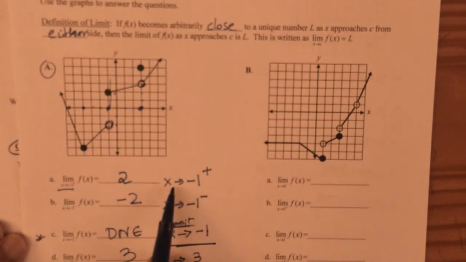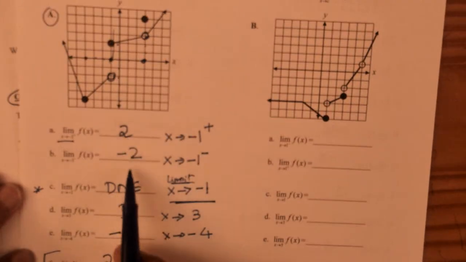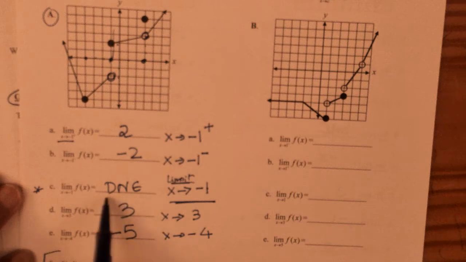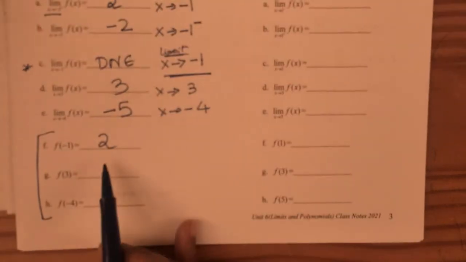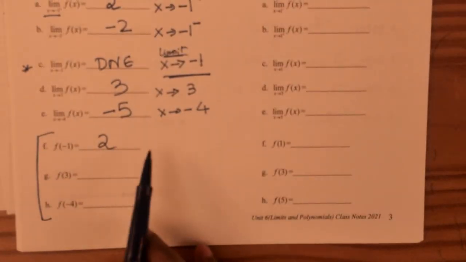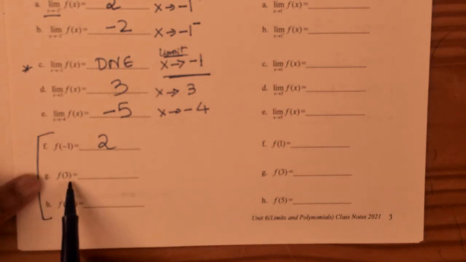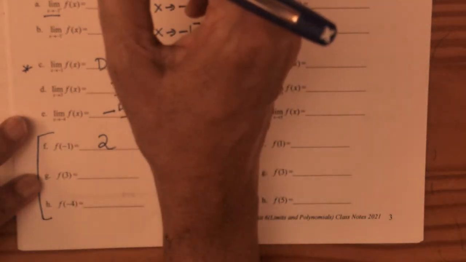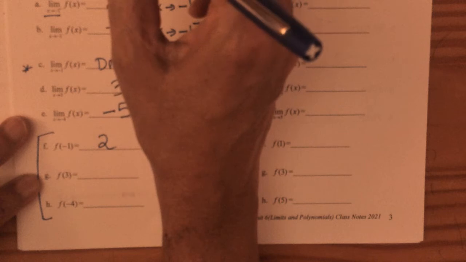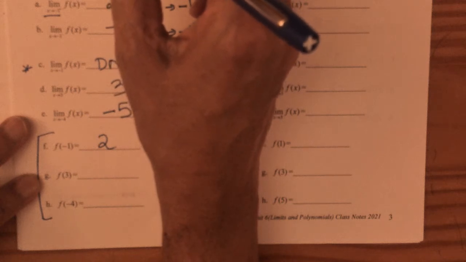Whereas when we see the limit as x is approaching -1, one of them is 2. The limit does not exist, but f of -1 exists. See how different things are. Okay, let's read f of 3. What is the value of f of 3? 1, 2, 3. It actually does not exist because what do you notice? It's an open circle.